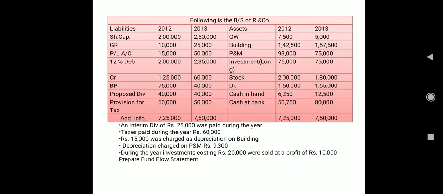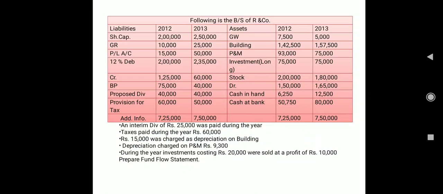So the simple assumption is what? An extra issue of shares happened, and when an extra issue of shares happens, that much fund will flow into the company's pocket. So that is 50,000. 50,000 is going to be your source of fund.